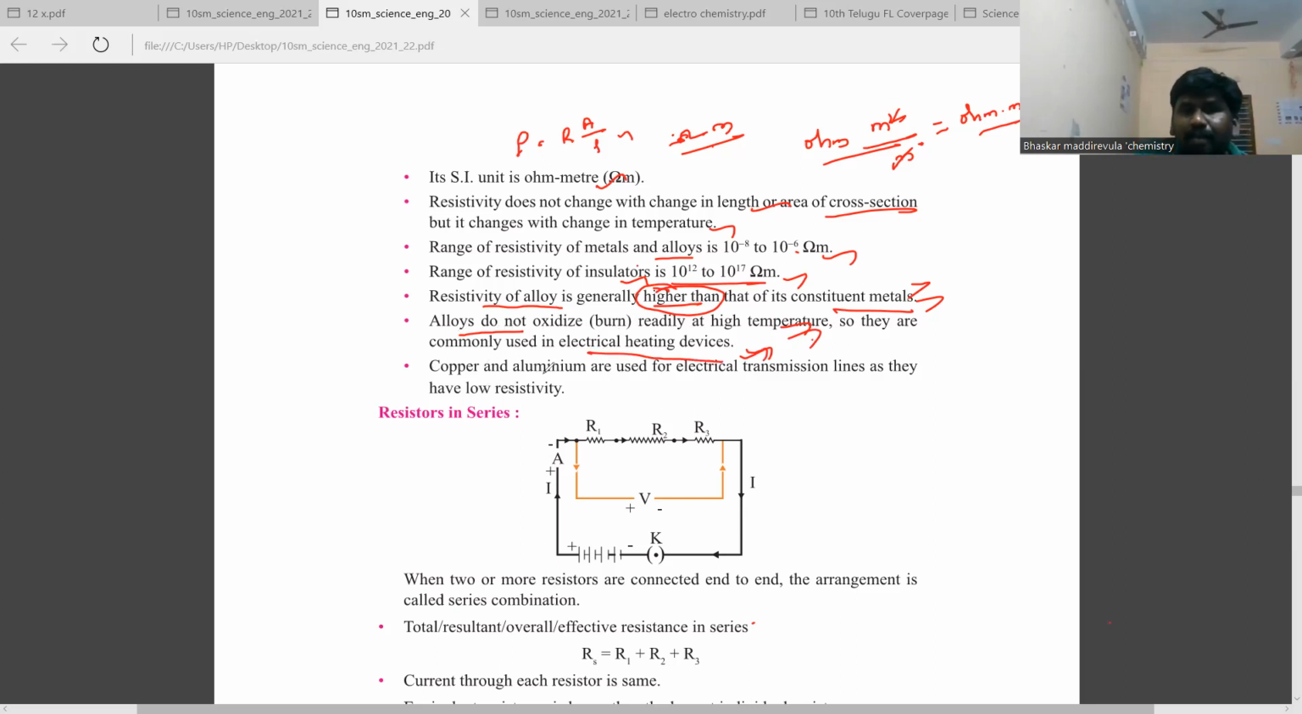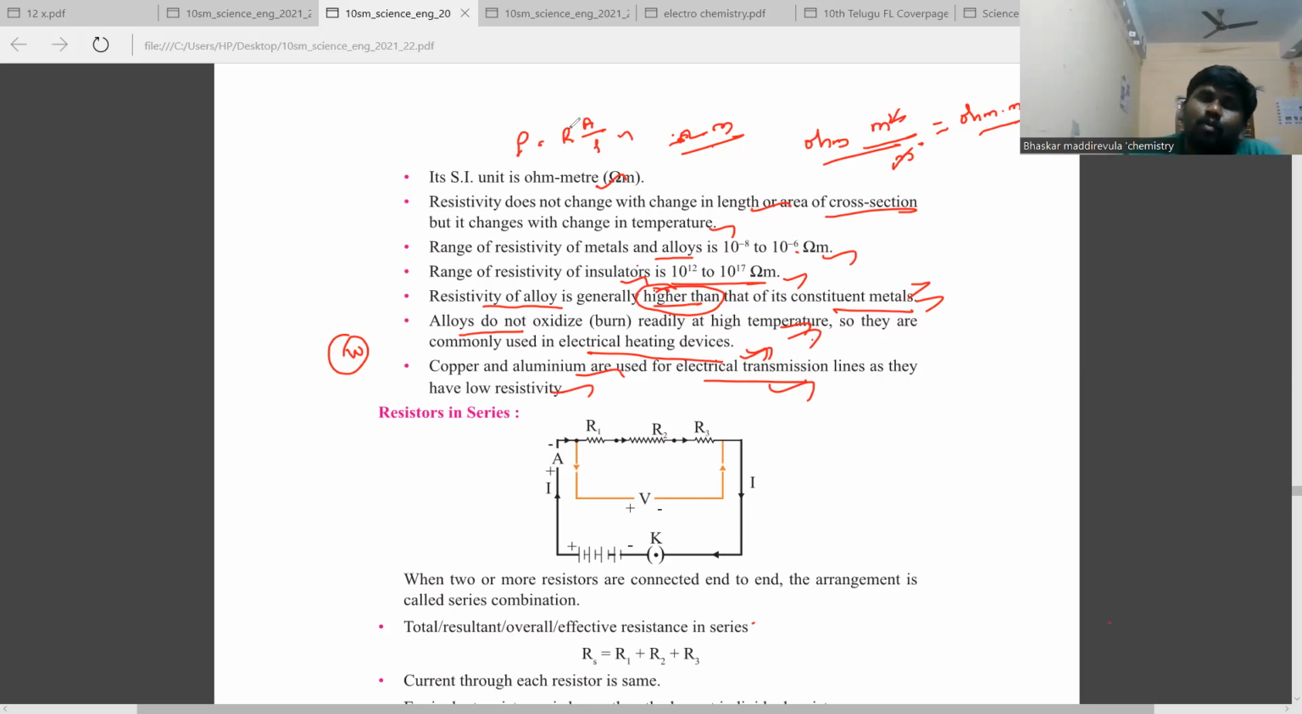Copper and aluminum are used for electrical transmission lines, and tungsten is used as the filament in a bulb. Why? Because copper has a very low resistivity, and aluminum has the next lowest resistivity. Because of that, they are used as electrical transmission lines. So this is about resistivity.